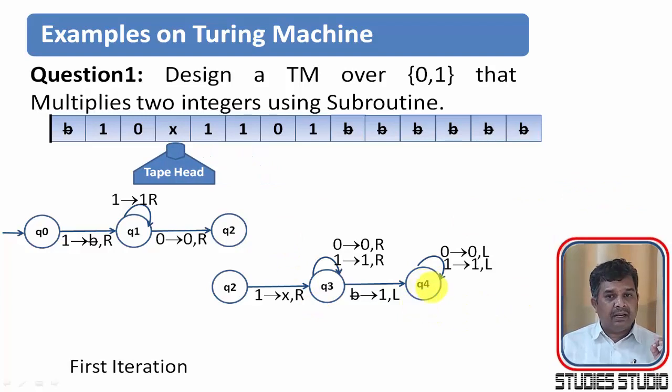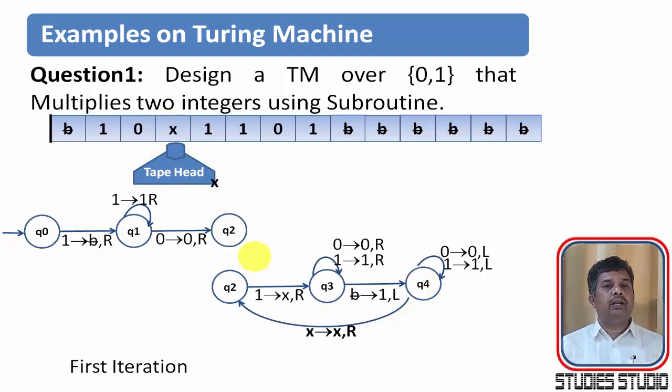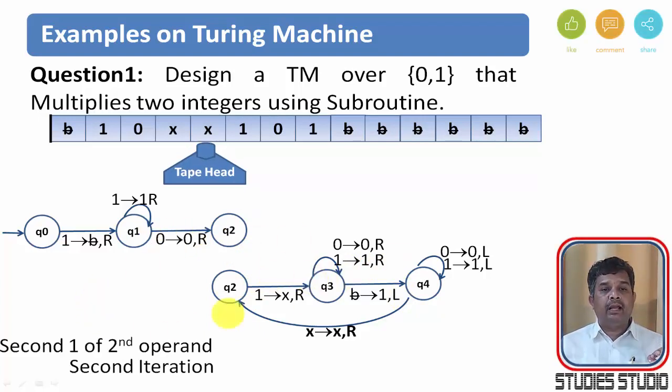Now let us say I am at state Q4 and my head is pointing to x. So whenever x appears, I'll write x to it and I'll start moving right. Now the same process I am going to follow. Now the first iteration is over. Now I am going to take the second one of the first operand.